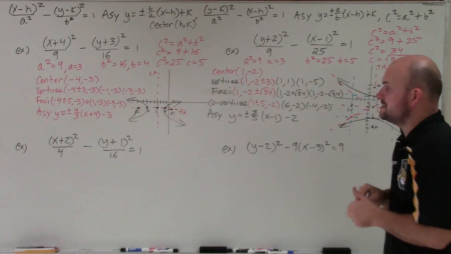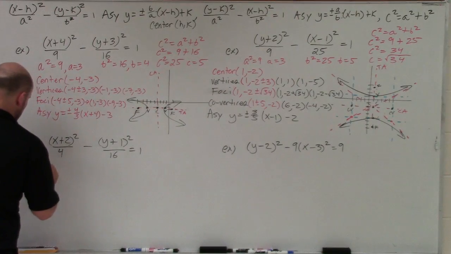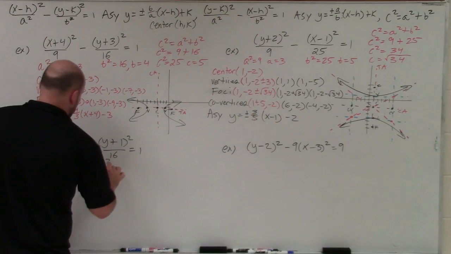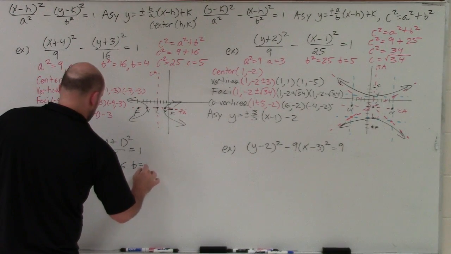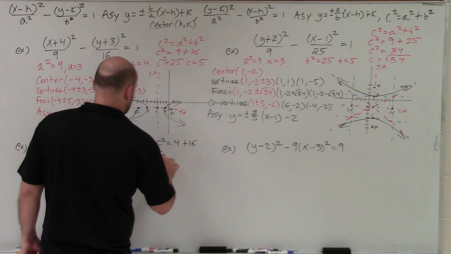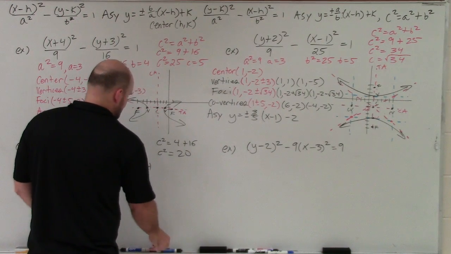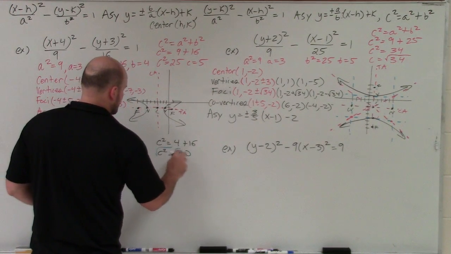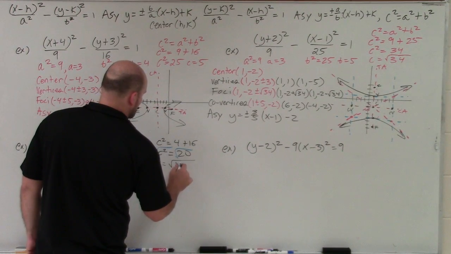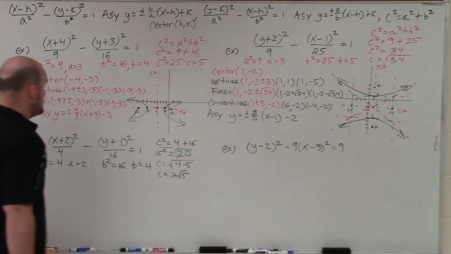Into the next one. Again, let's just go through this really quickly. Let's find our a, b, and our c. So we can say a squared equals 4, a equals 2, b squared equals 16, b equals 4, c squared equals 4 plus 16, c squared equals 20. So you take the square root of both sides to find c. C equals the square root of 20, which can be broken down into 4 times 5. Square root of 4 is 2 times the square root of 5. So now I know a, b, and c.